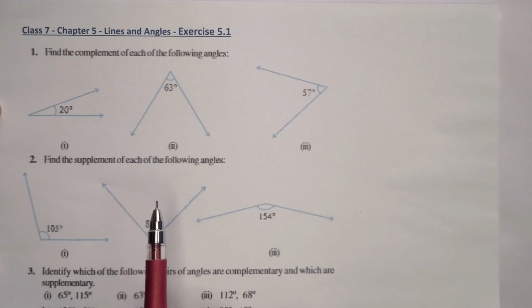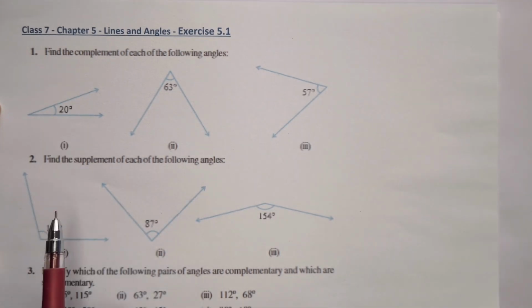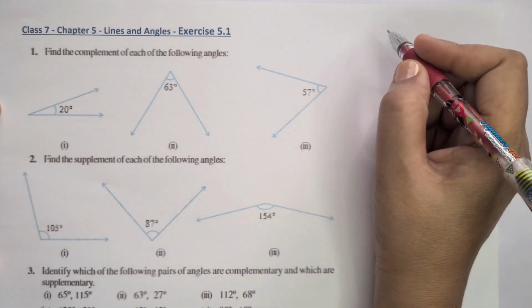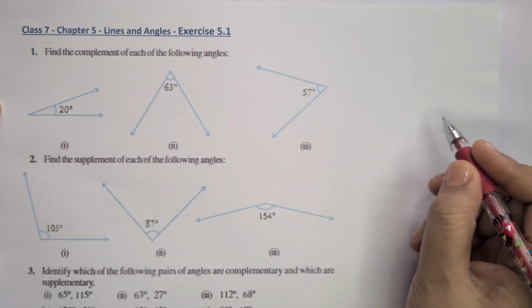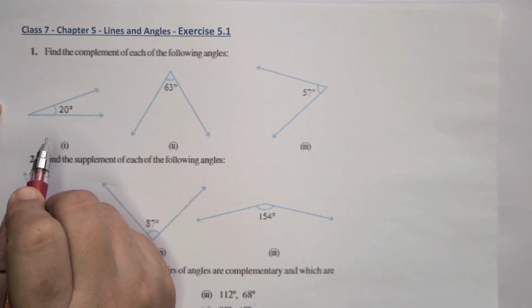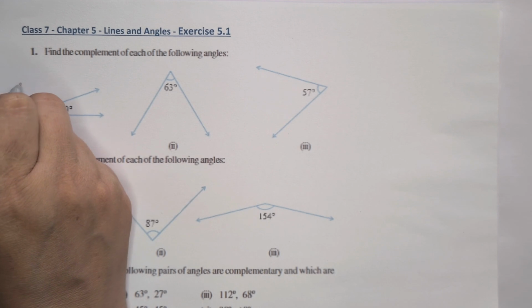Chapter 5, Lines and Angles. First exercise, question number 1. Find the complement of each of the following angles. Complement means the sum of two angles is equal to 90. So here the first angle is given as 20 degrees. We can write the complement of 20 degrees here itself.